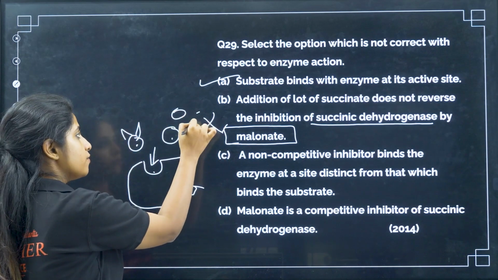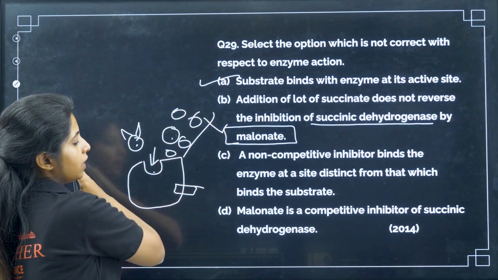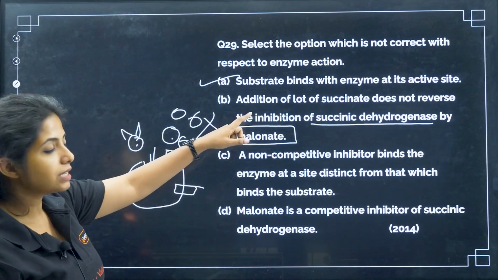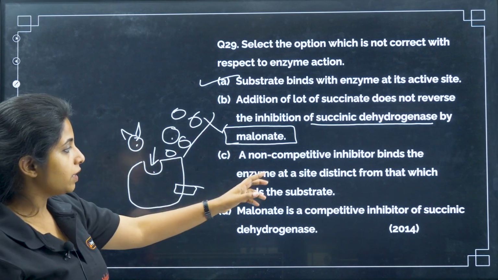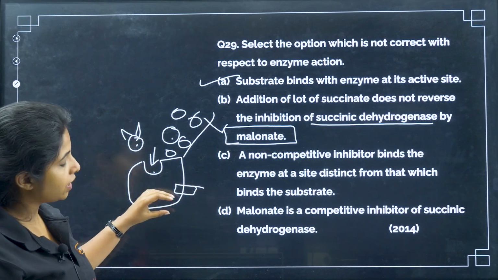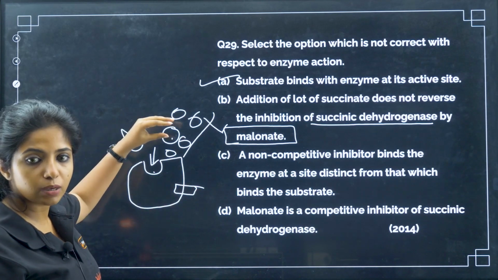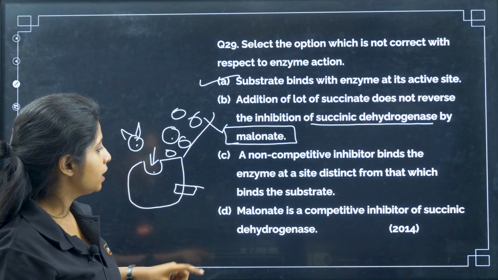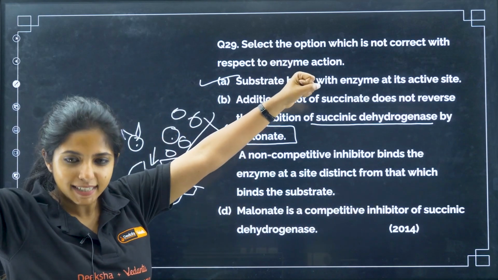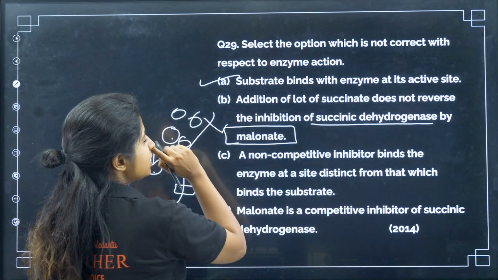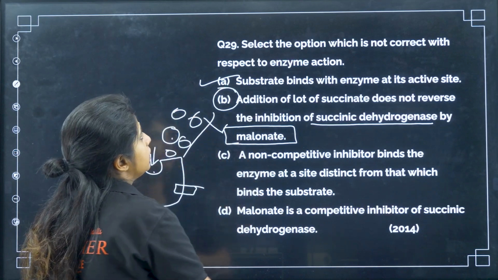So if you have lots of succinate, my dear children, obviously this guy would be losing out. But over here it is said that it does not make any sense, so that is why it is wrong. A non-competitive inhibitor, I told you, will come and bind elsewhere and change the whole structure, which is why the substrate would not be able to come and bind. Now, malonate is a competitive inhibitor of succinic dehydrogenase. Yes, it is. So what is your answer? Which is wrong? This B is wrong.